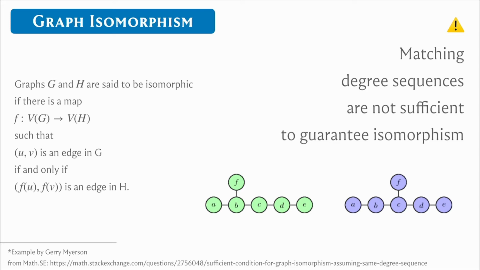But then by a case analysis, you can see that you will not be able to extend this map to an isomorphism. So the takeaway message is that if your degree sequences don't match, then your graphs are certainly non-isomorphic, but if your degree sequences do match, then you may still have more work to do.